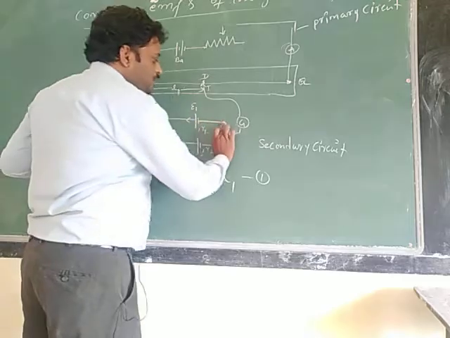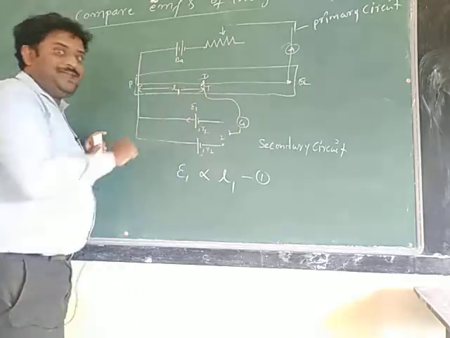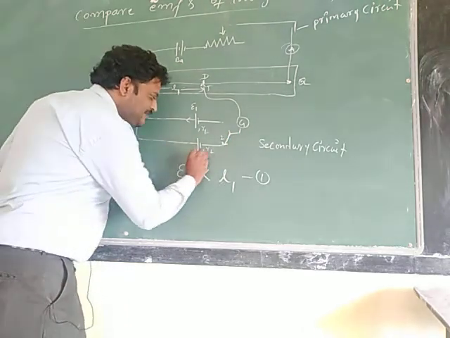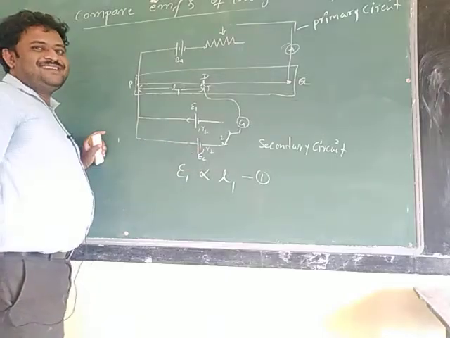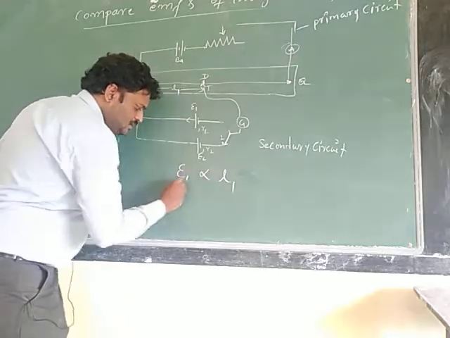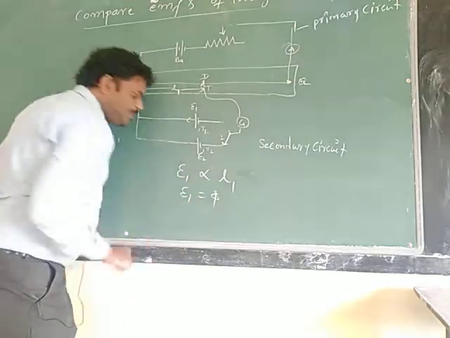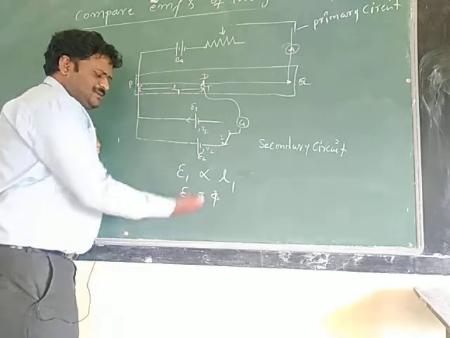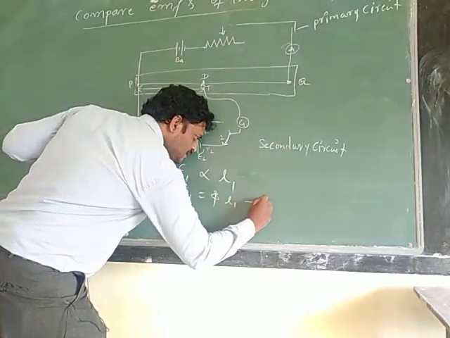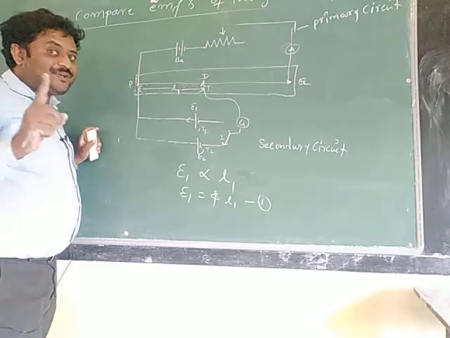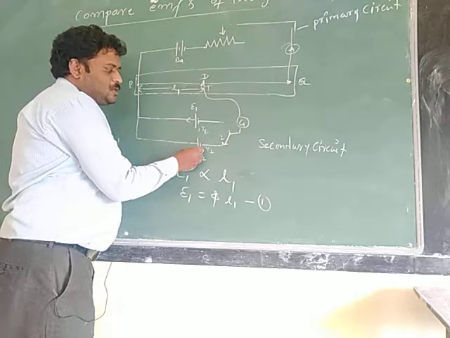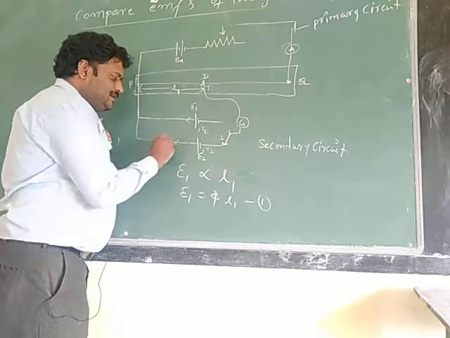Further, suppose I open cell 1 and close cell 2. Now the contact is with cell 2, whose EMF is E2 and internal resistance R2. Removing the proportionality sign, E1 is equal to some proportionality constant, which I take as pi, into L1. I will take this as equation 1.